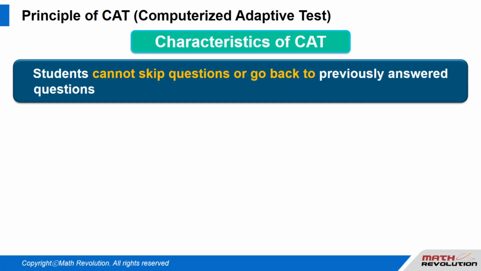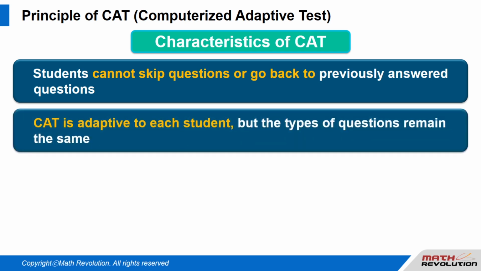Also, the CAT doesn't allow students to skip questions or go back to previously answered questions. Be careful not to miss the first question. The CAT is adaptive to each student, so he or she will get different questions based on their answer choices. However, the types of questions appearing on the GMAT remain the same.